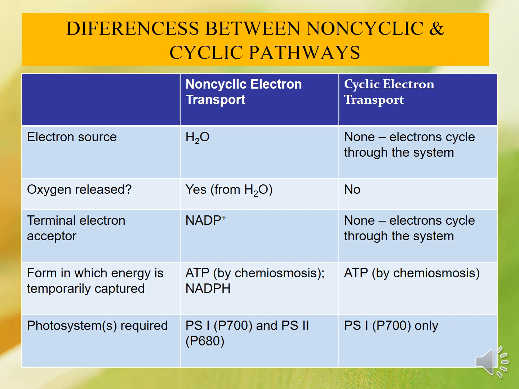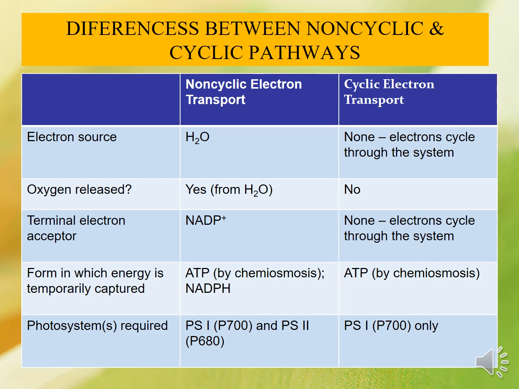Because of that, the second difference is regarding oxygen release. Of course, the non-cyclic releases oxygen, but the cyclic does not release any oxygen because it does not involve water in the cyclic electron transport. As for the terminal electron acceptor, there is none for the cyclic because the process is a cycle. But for the non-cyclic, NADP plus is the terminal electron acceptor because NADP plus is the last to receive the hydrogen before it is reduced to NADPH.